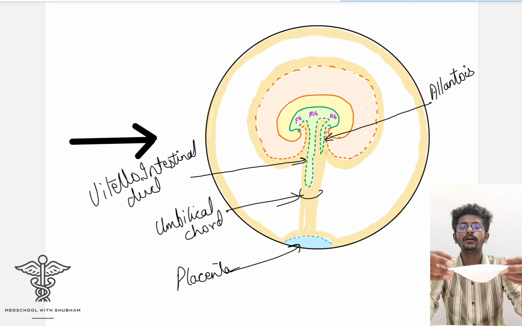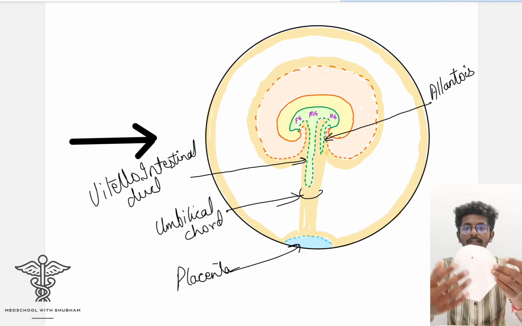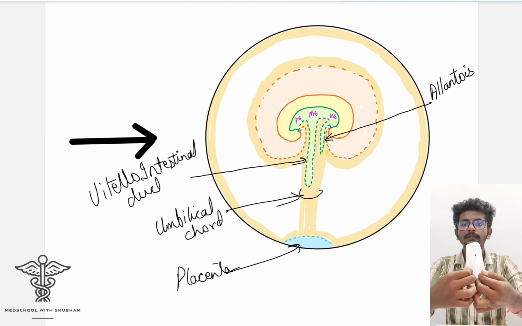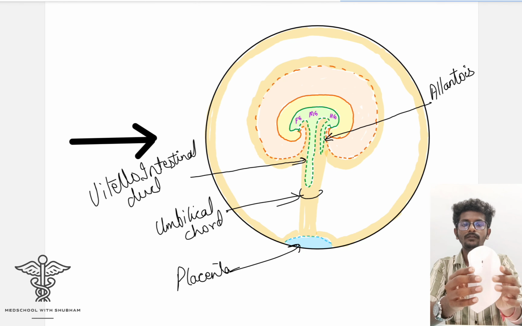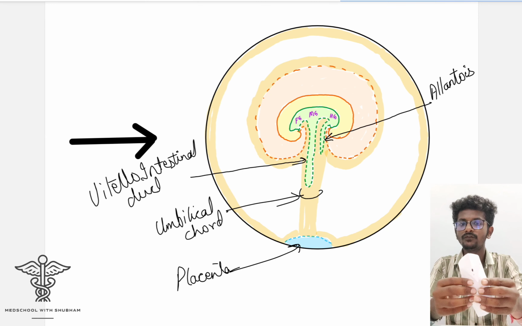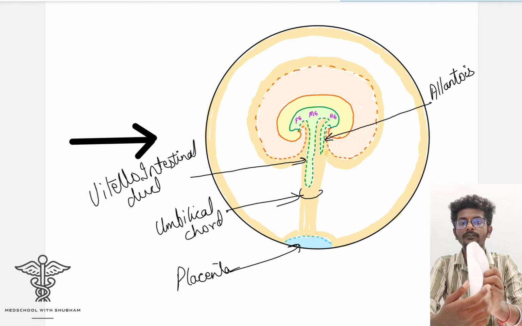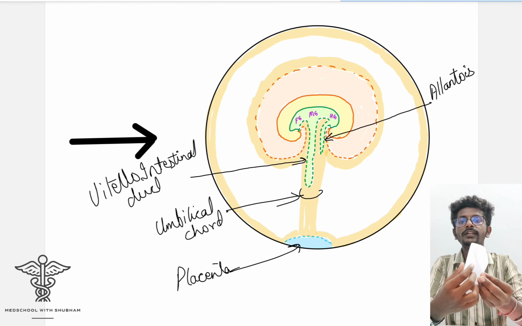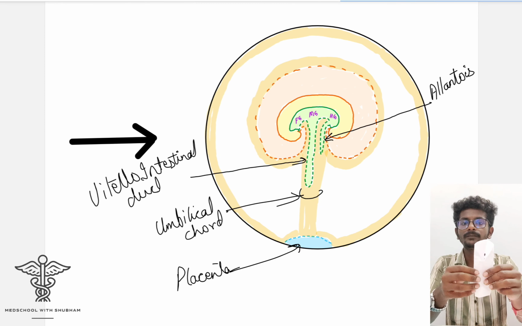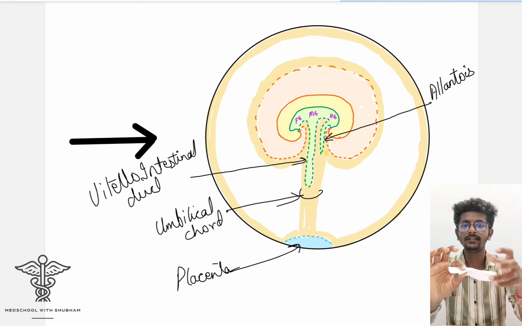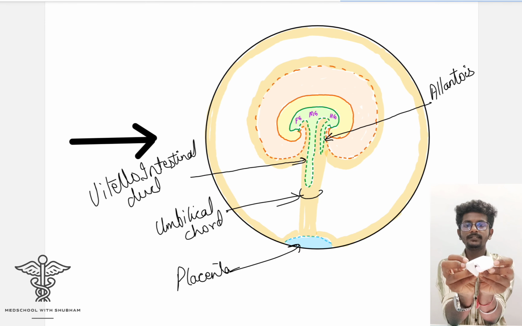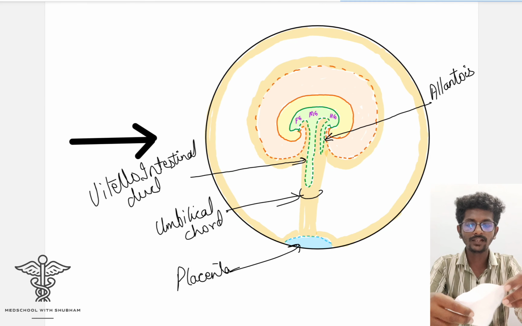yolk sac. Now the lateral folding will take place in this way. It was like this, then slowly the lateral folding took place in this way. Okay, and now the craniocaudal folding. This is the cranial end, this is the caudal end. So the craniocaudal folding will take place in this way. Now what will happen?